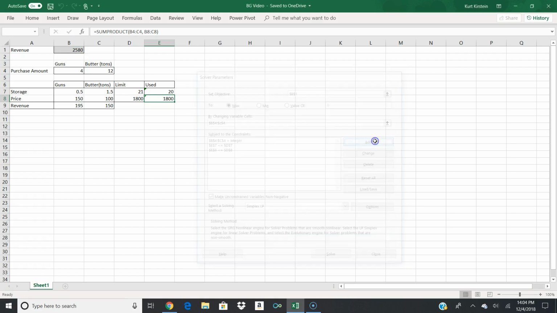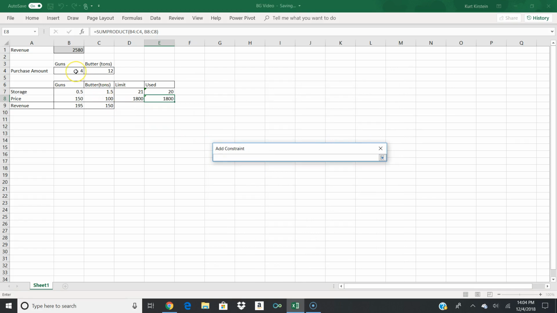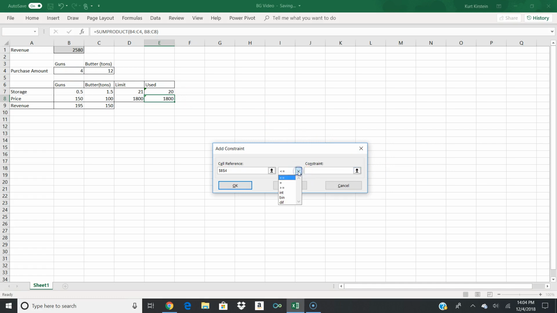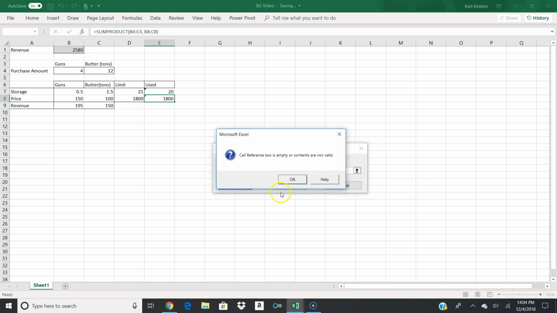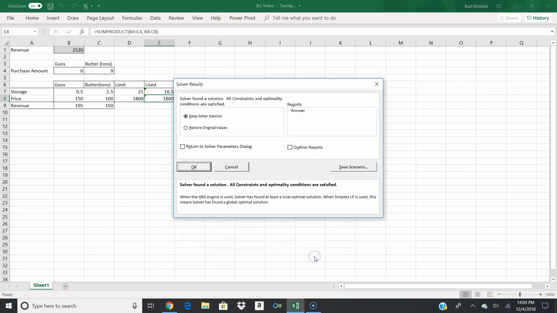So I'm going to click on Add, and I'm going to say that the cell reference that I want, which is going to be this cell right here, B4, should be greater than or equal to, and I want the constant to be 6. I'm going to go ahead and add that in. Okay, now we have it there. B4 has got to be greater than or equal to 6. We're still trying to make these integers. We're still saying we have these constraints of space and cost. So we'll go ahead and solve again for this.